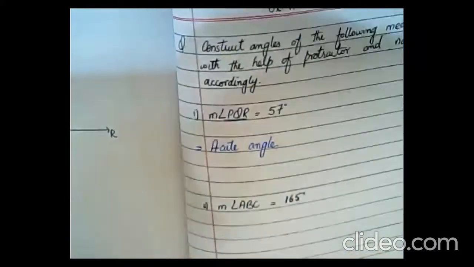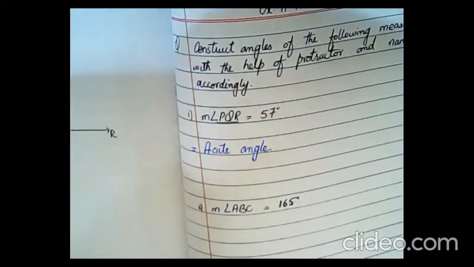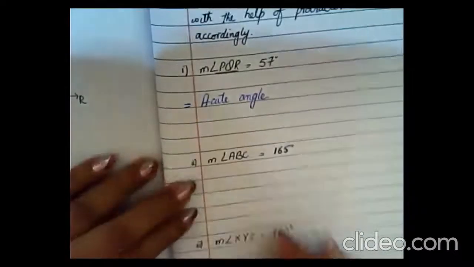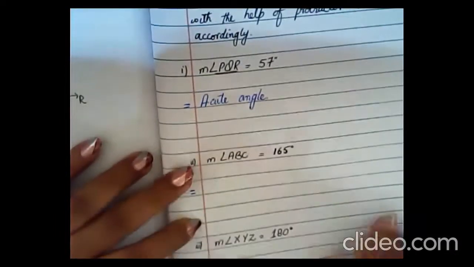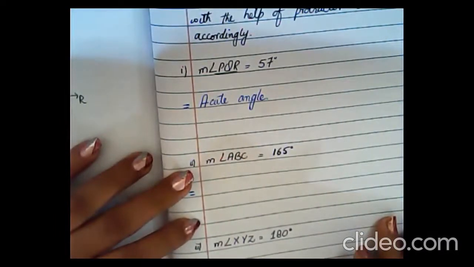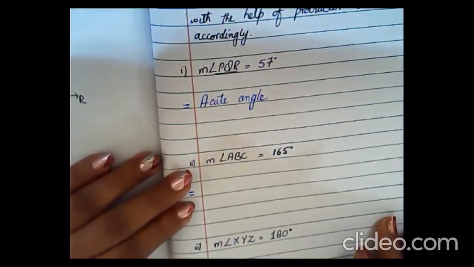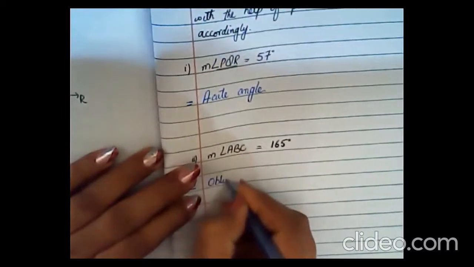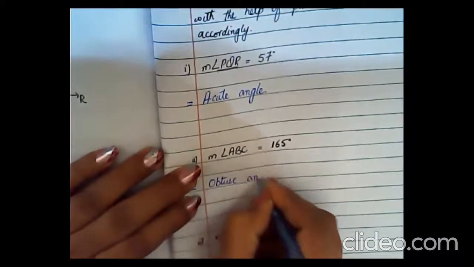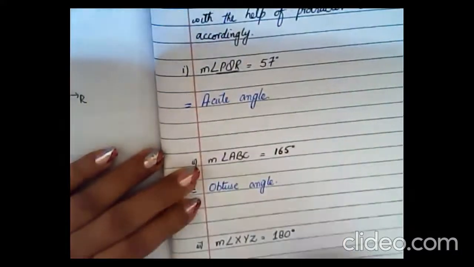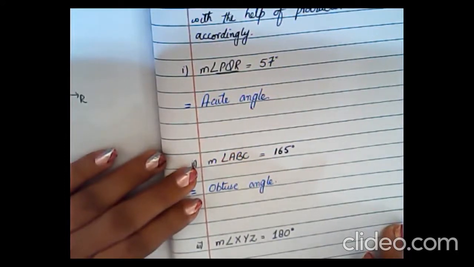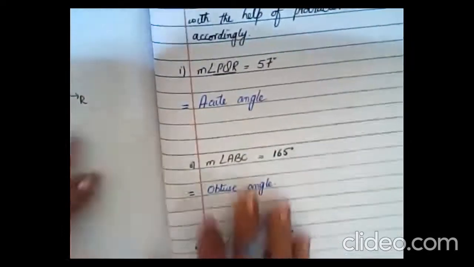Measurement angle ABC, which is equal to 165 degrees. Now please tell me, 165 degrees, which angle is this one? Write down the answer. Very good. The answer is obtuse angle. Obtuse has an S, my dear. So the answer is obtuse angle, right?